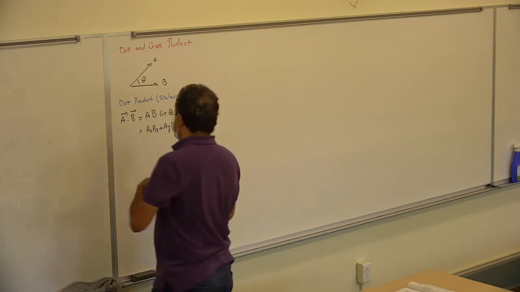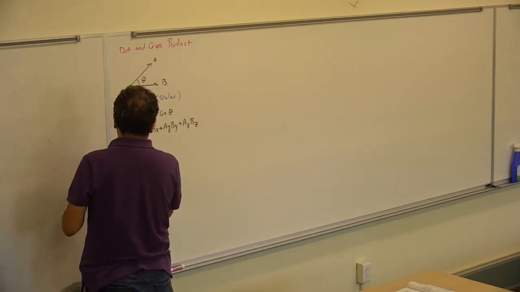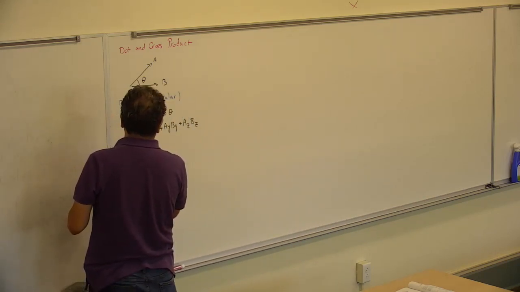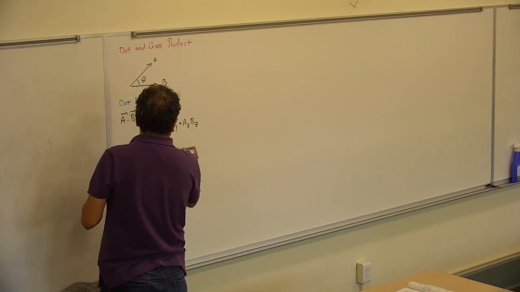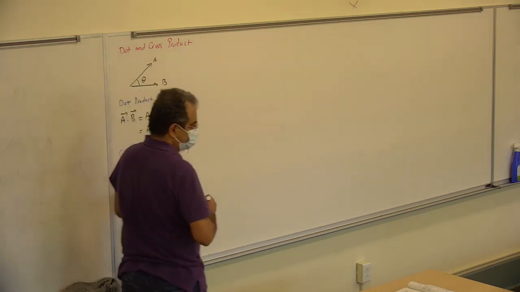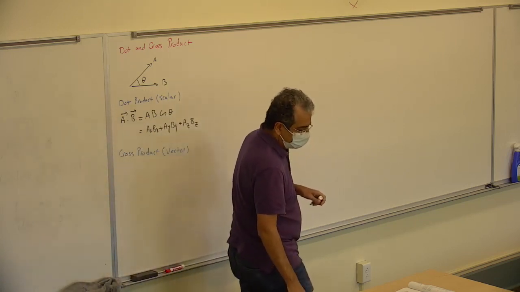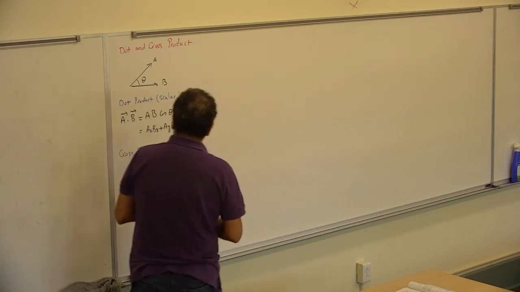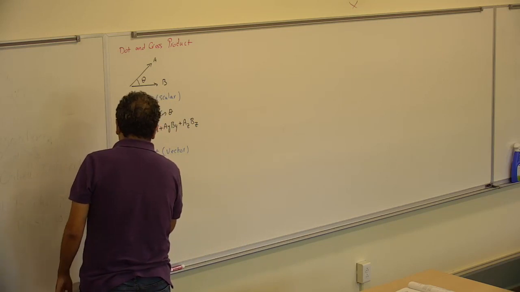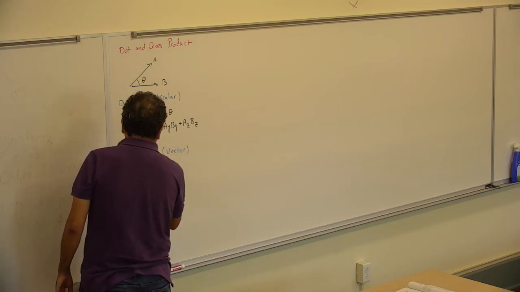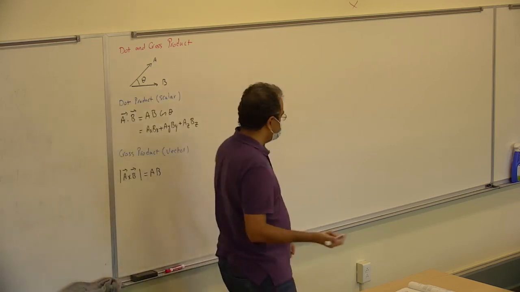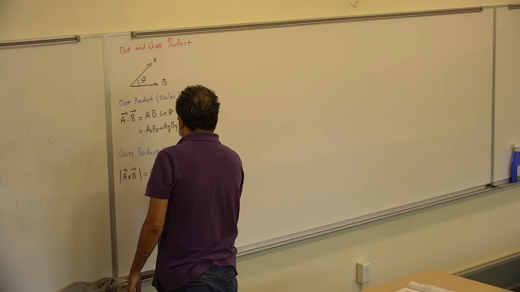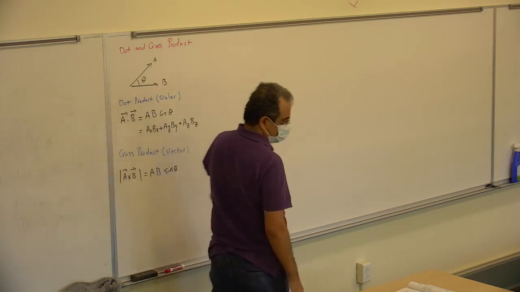The cross product is going to be a vector. The magnitude of the cross product is going to be A B, this time instead of cosine, it's going to be sine theta. That's the magnitude of that.